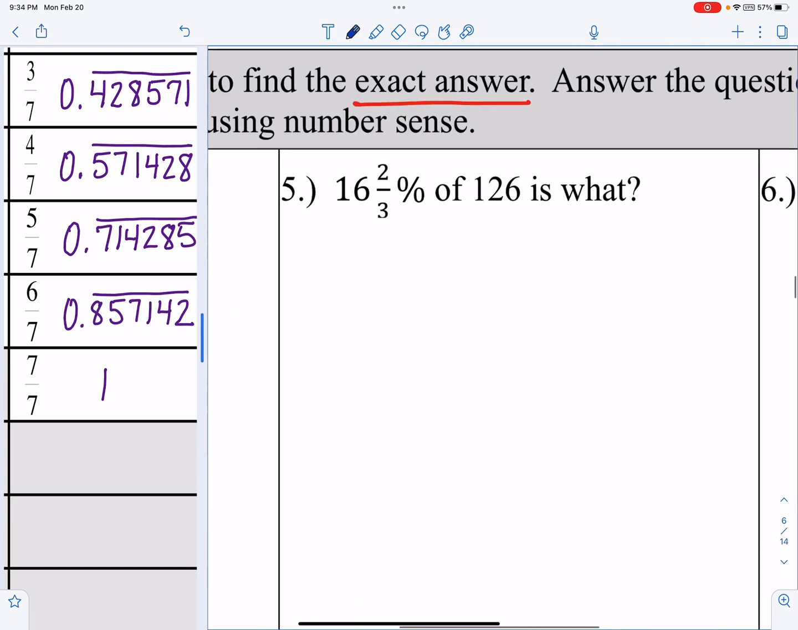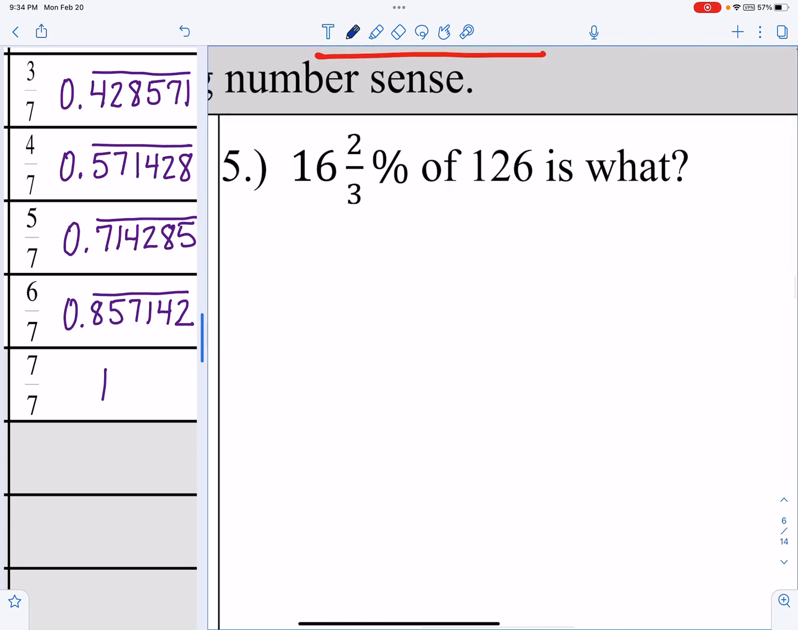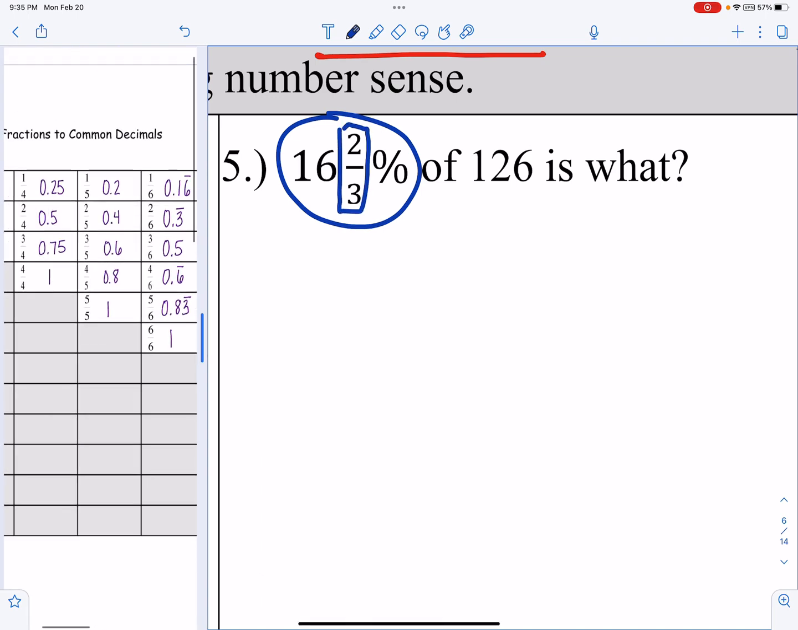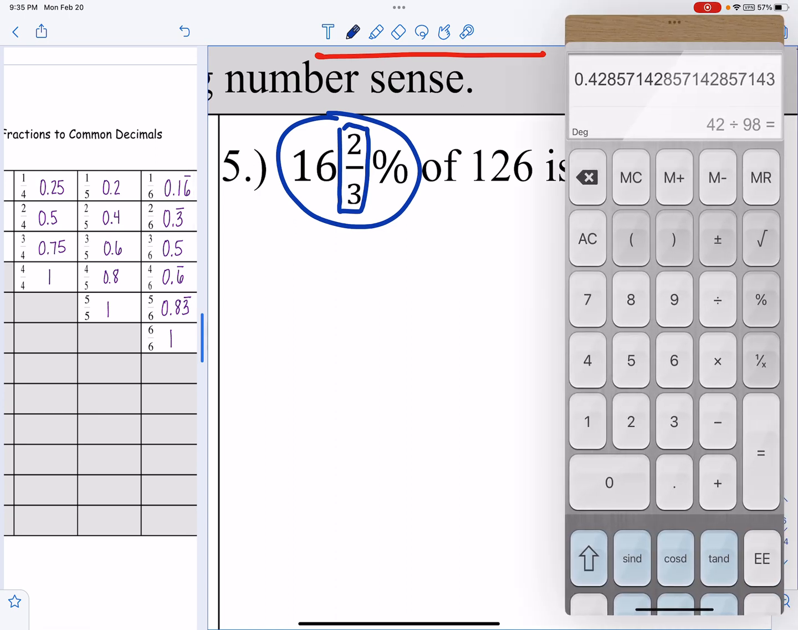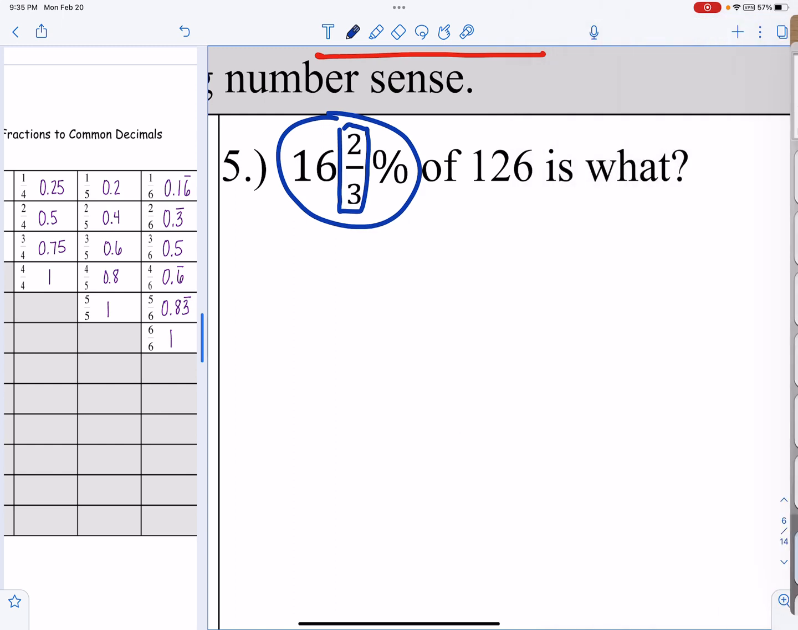All right, let's go ahead and take a look at the next one. We're not going to be able to, number one, work in percent form. We have to change that to a decimal. And to do that, I have to also get rid of this 2/3. If you don't remember what 2/3 is, you could always just type in 2 divided by 3, and you can see it's 0.6 repeating. And so at this moment, I have 16 and 2/3.